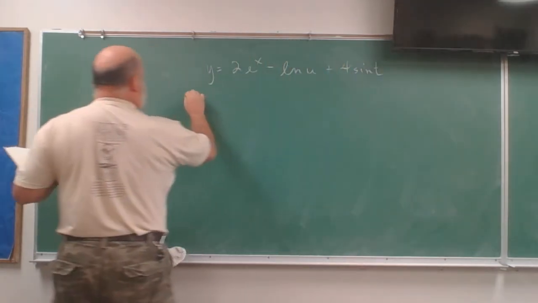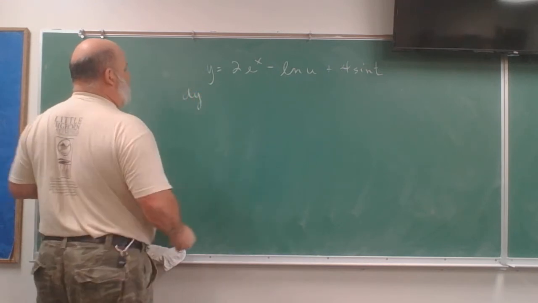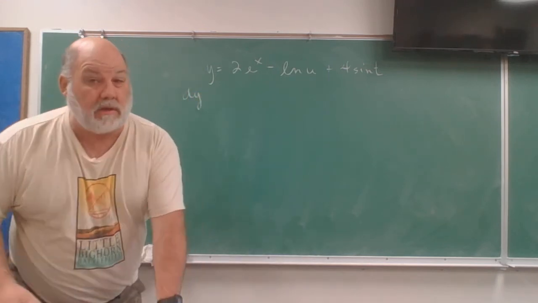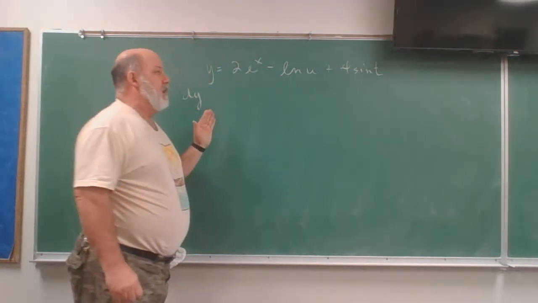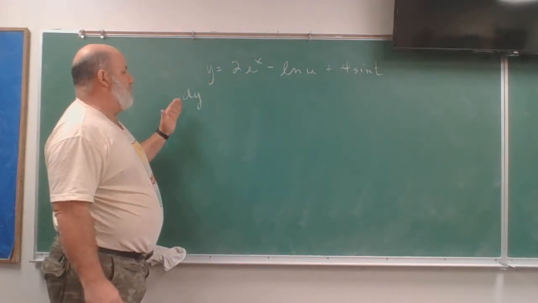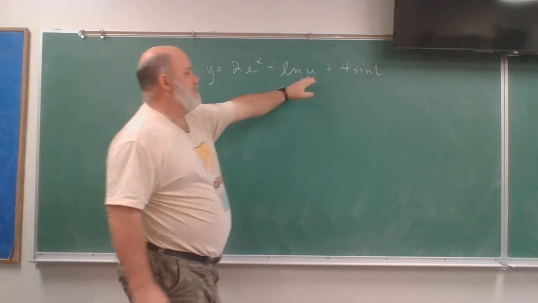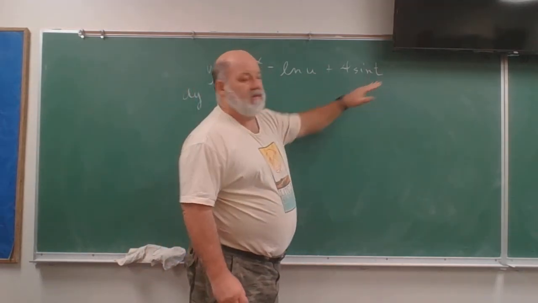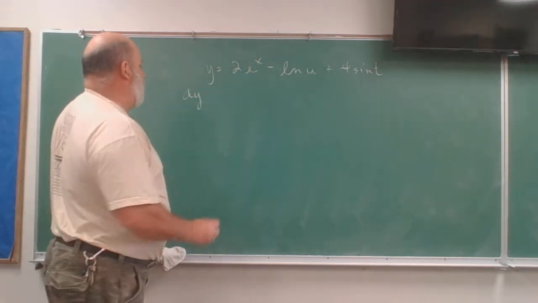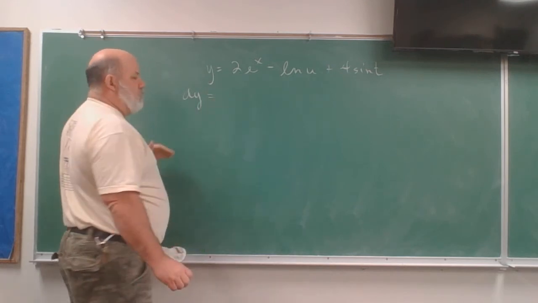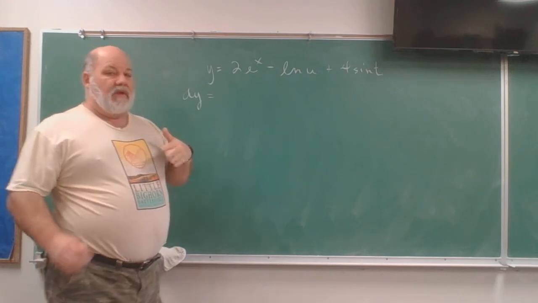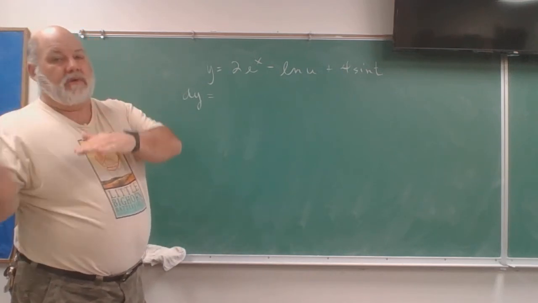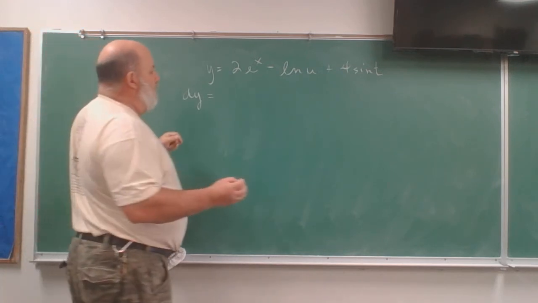Notice it doesn't say find dy over dx or dy over du or dy over dt. It just says find dy. And that's nice because you can't just find dy over dx because this isn't in terms of x, nor is that. This is where the differential comes in handy. It means we're just going to take the derivative of each of these separately and then add either a dx, a du, or a dt onto it, depending on what the variable is.